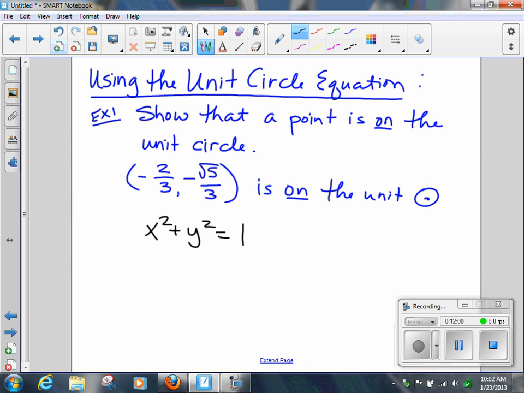This is totally new. What do you think we're going to do? Come on now. What are we going to do? Plug it in. I have an ordered pair. An ordered pair is (x, y), correct? Substitute. Oh, another proof. Here we go. Negative 2/3 squared plus negative root 5/3 squared is equal to 1.